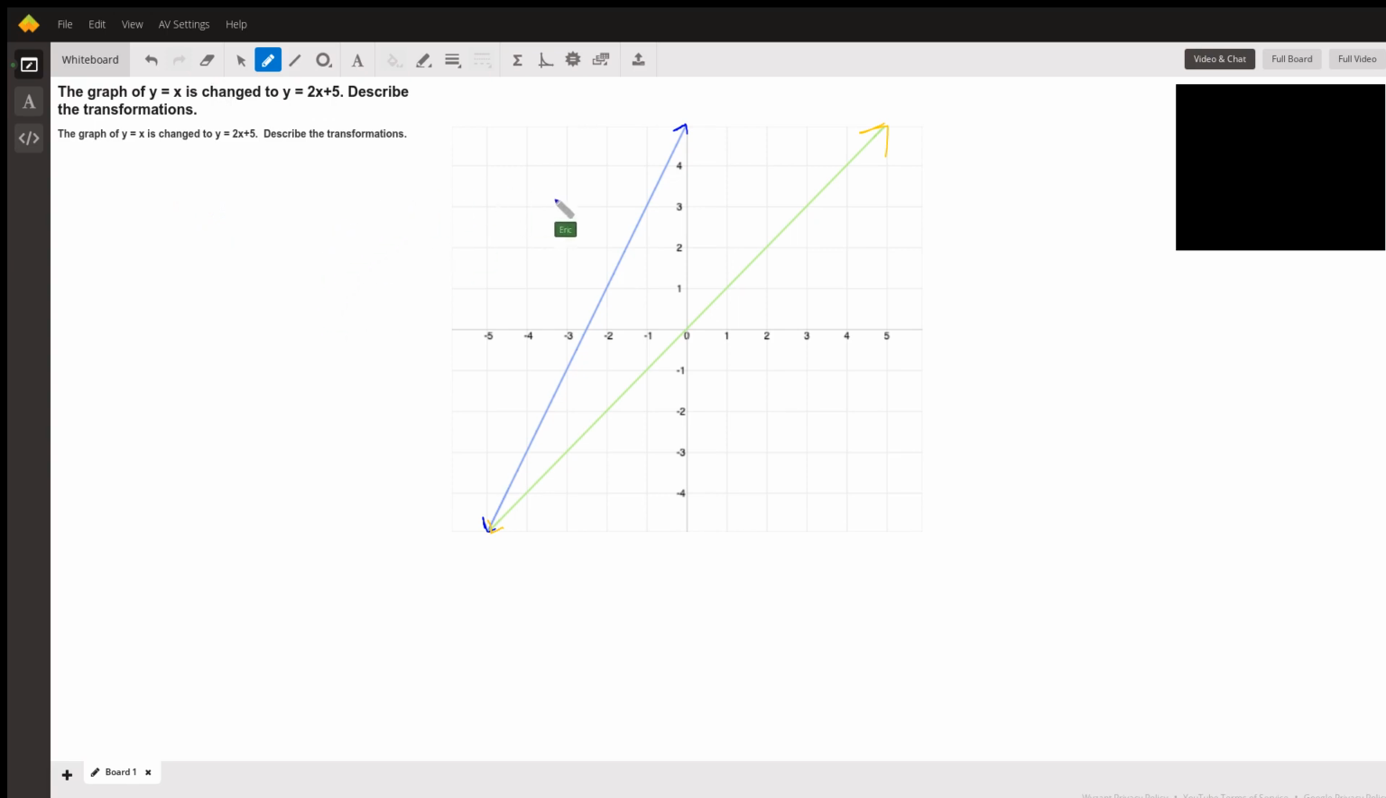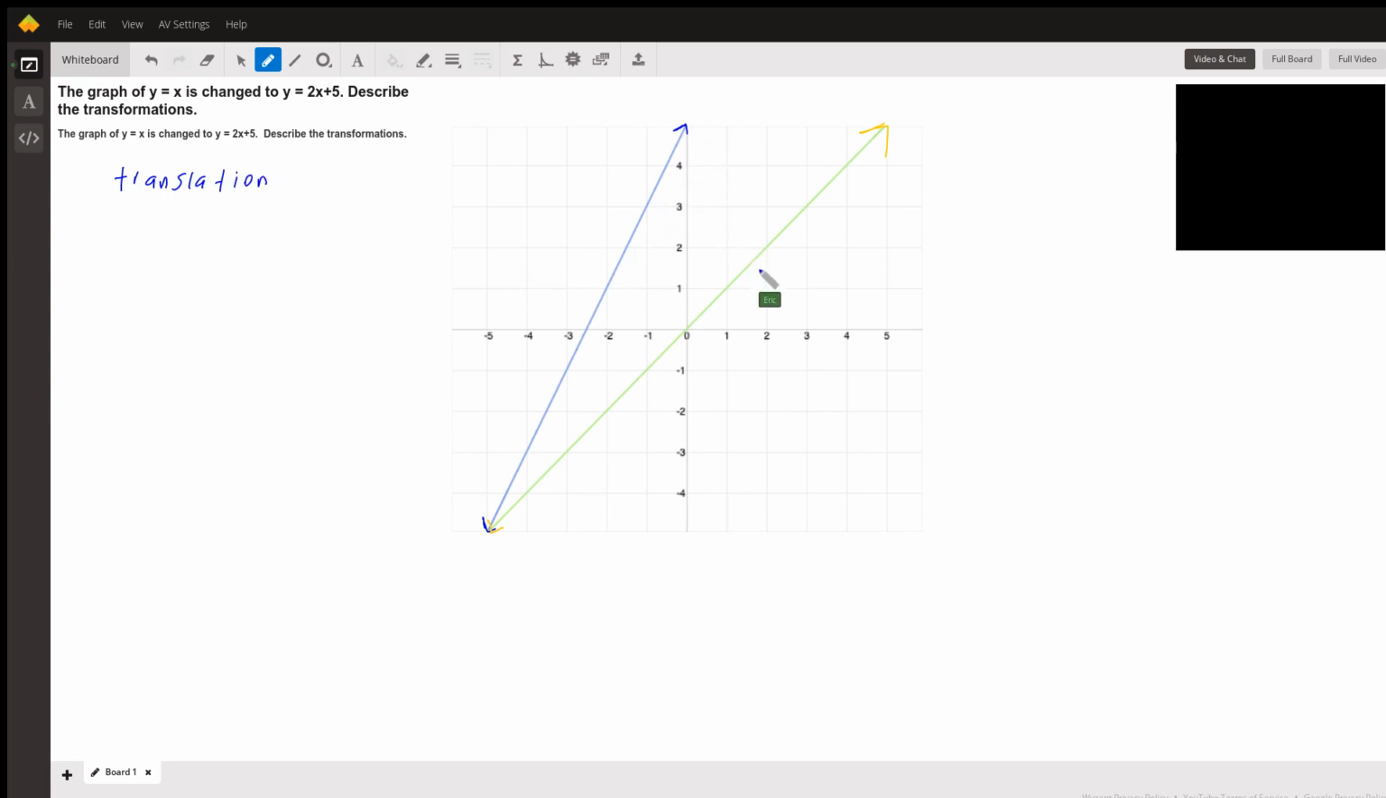So now, when seeing how y equals 2x plus 5 is manipulated based on the parent graph, we're really going to see how we get from y equals x to y equals 2x plus 5. We're first going to look at something called a translation. Think of a translation as a slide.